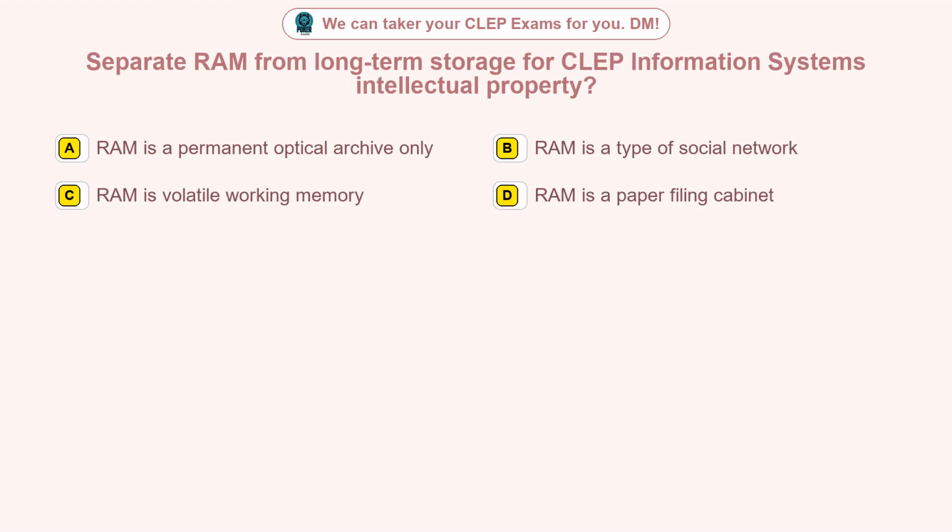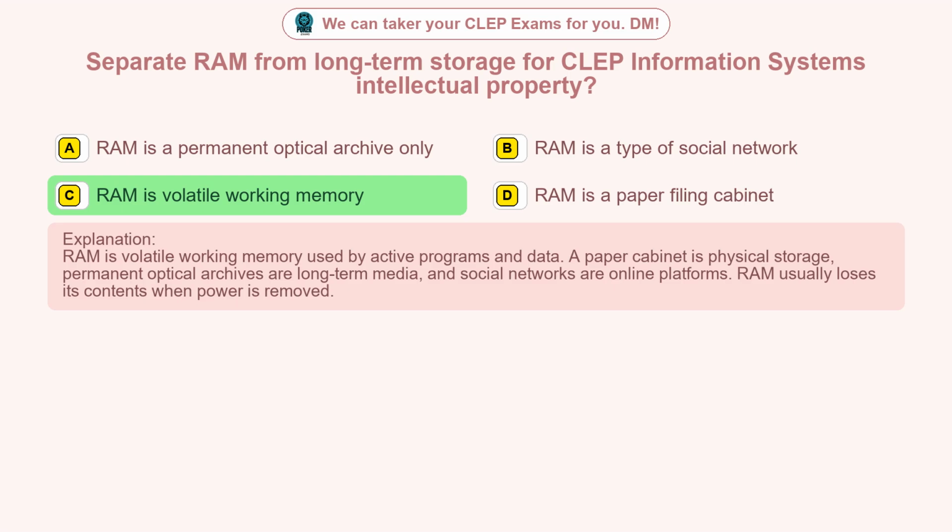Question 52. Separate RAM from long-term storage for CLEP Information Systems intellectual property? Option A. RAM is a permanent optical archive only. Option B. RAM is a type of social network. Option C. RAM is volatile working memory. Option D. RAM is a paper filing cabinet. The correct answer is option C. RAM is volatile working memory. RAM is volatile working memory used by active programs and data. A paper cabinet is physical storage, permanent optical archives are long-term media, and social networks are online platforms. RAM usually loses its contents when power is removed.